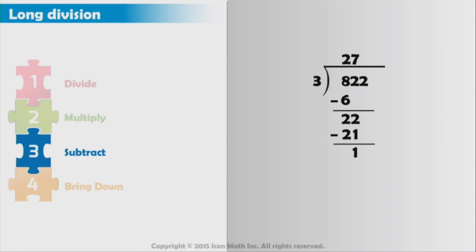Now we notice that we cannot evenly divide 1 by 3. So we bring down the next and the last digit from our dividend. We bring down the 2. So now we're working with 12. We will repeat our 4-step process one more time. What is the result of dividing 12 by 3?